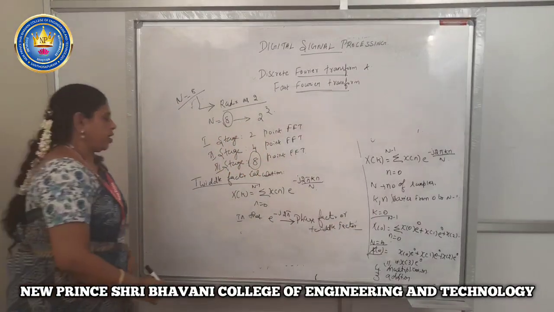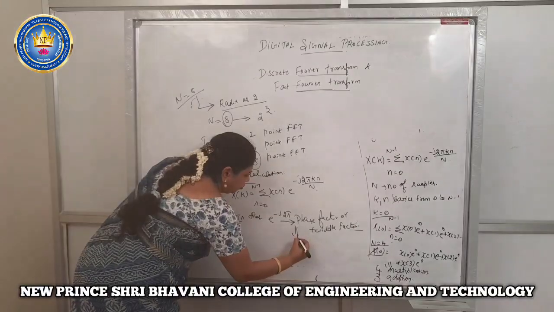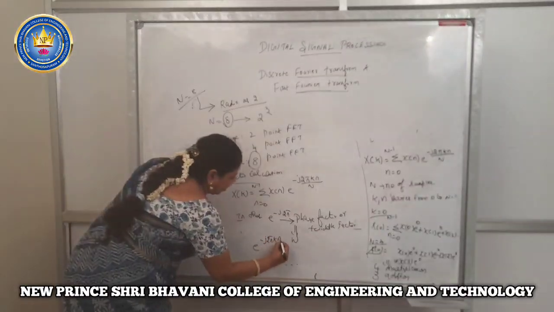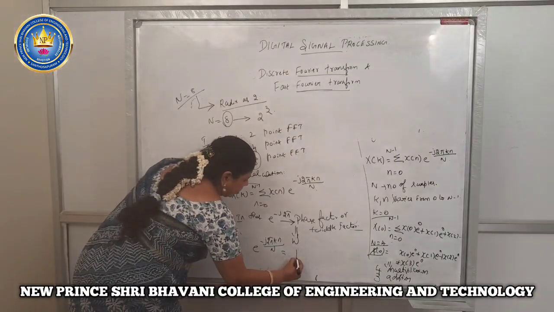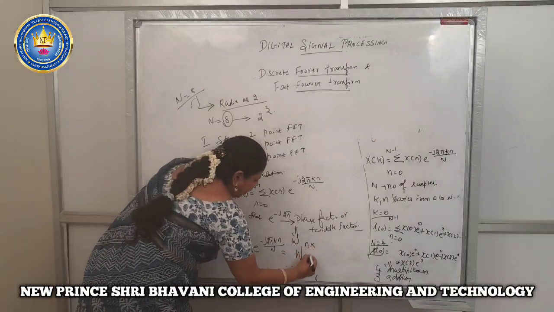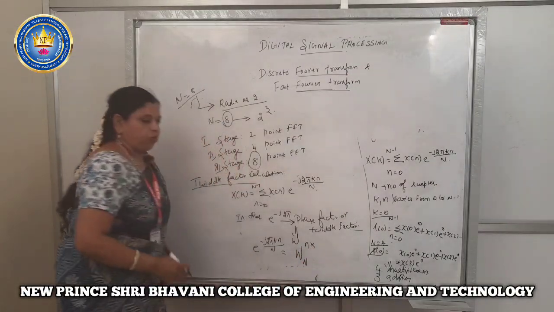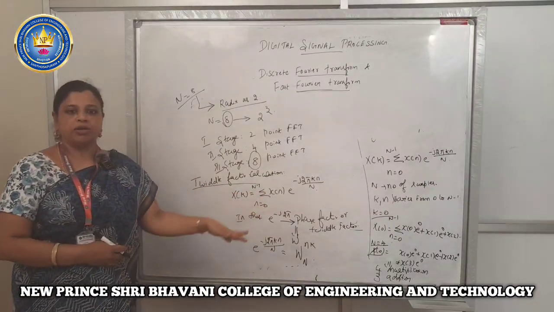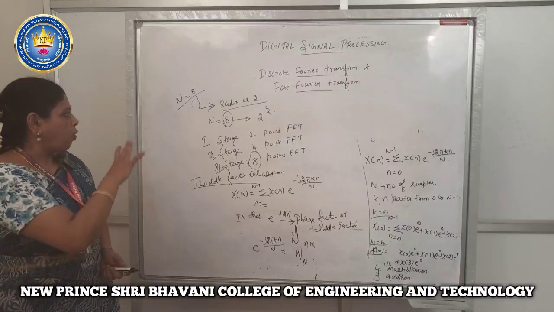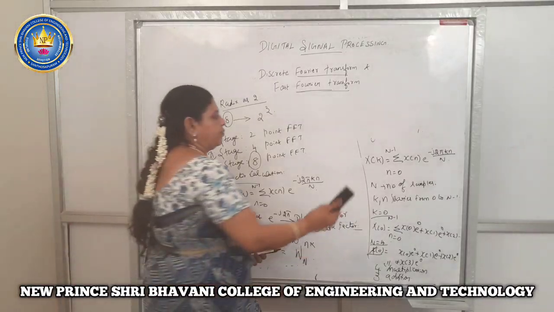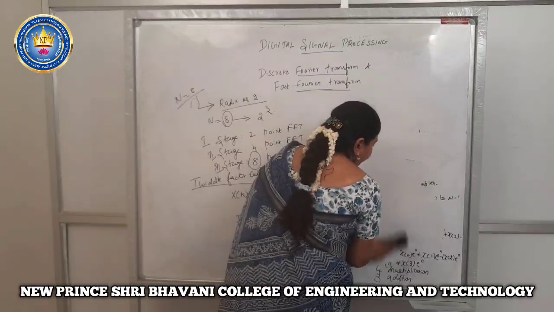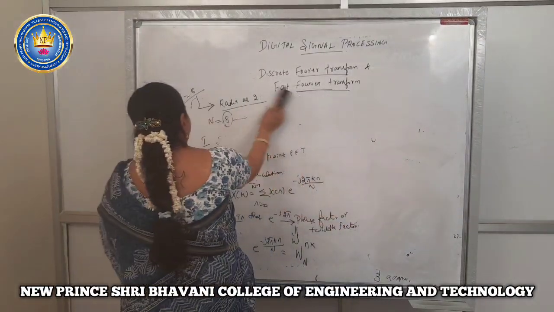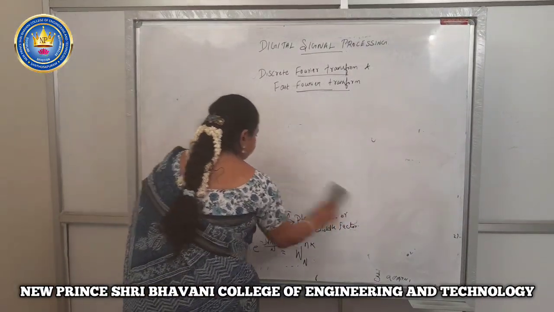This I can represent as W. So e power minus j 2 pi k n by N will be represented as W_N power kn. I have to multiply my input signal with this twiddle factor to get my output. In this FFT algorithm, we have to make the twiddle factor calculation in each and every stage. So we will write out the proper steps now.